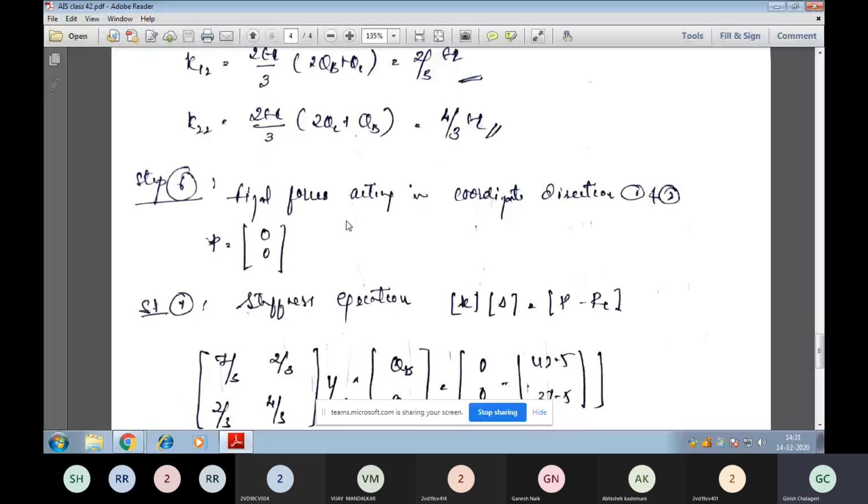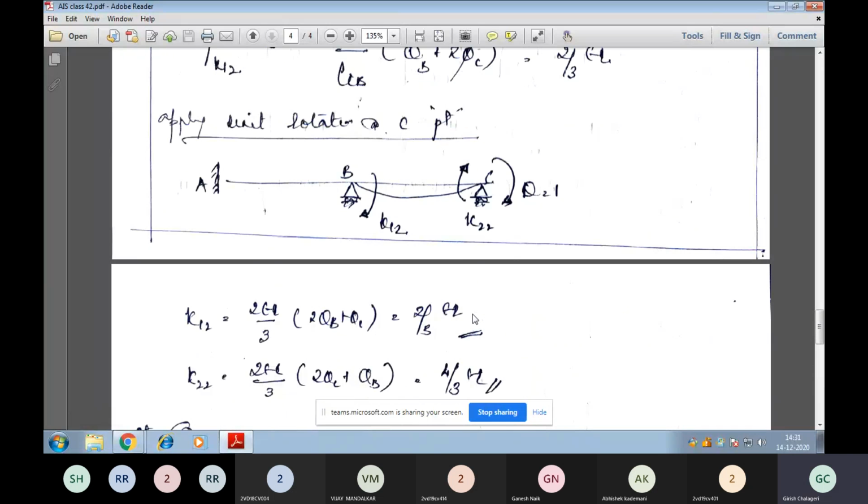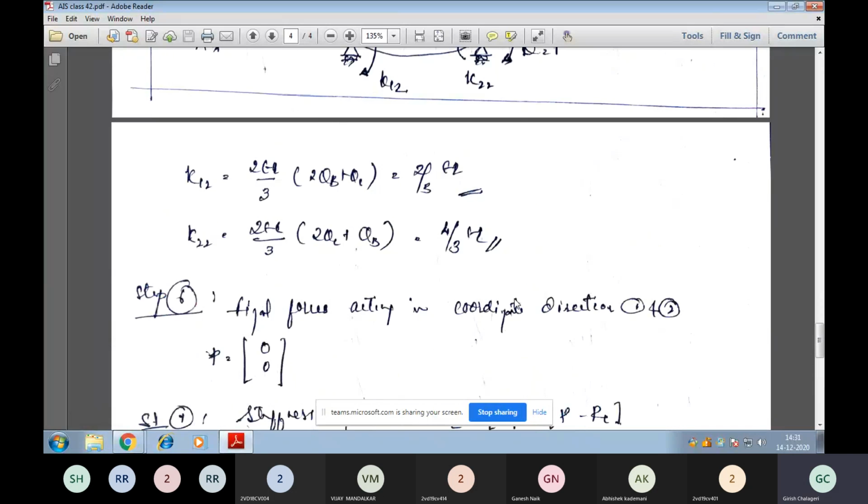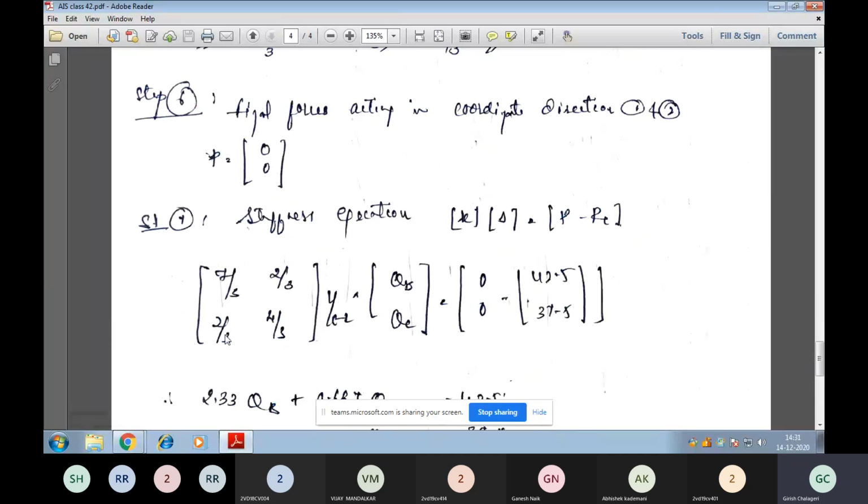Next comes step number 7, that is the stiffness equation. We are substituting the stiffness equation, that is K into delta equals P minus PL. K we know is K11, K12, K21, K22, that is 7 by 3, 2 by 3, 2 by 3, 4 by 3, divided by EI. Substitute the values taking 1 by EI as common into delta.